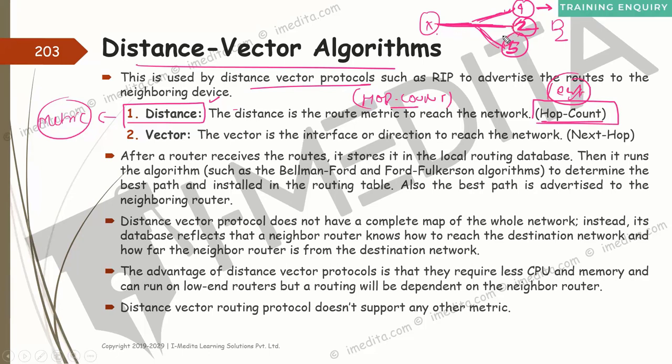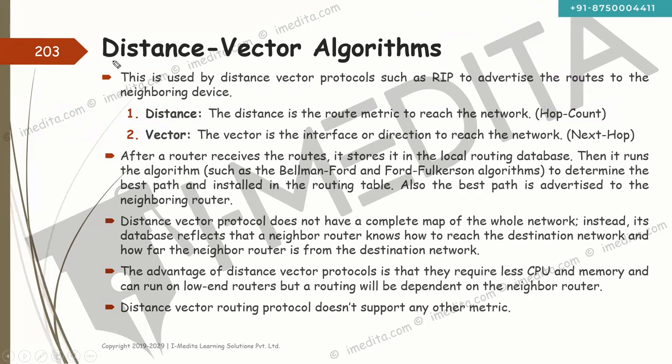That path will be selected as the best path. So the distance vector algorithm is used by distance vector routing protocols such as RIP, and these decide their best path based on the distance and direction. Vector basically means direction. In whichever direction distance to reach a network is less, that path is going to be selected as the best path as per this distance vector algorithm.